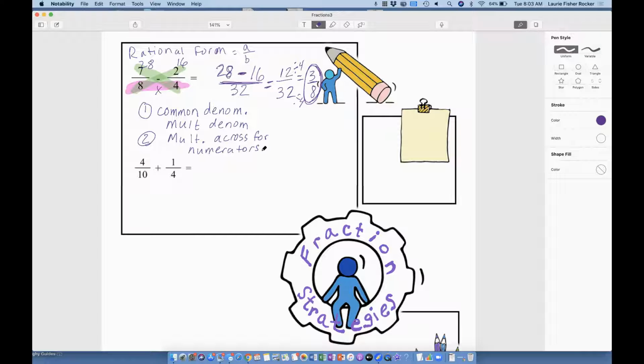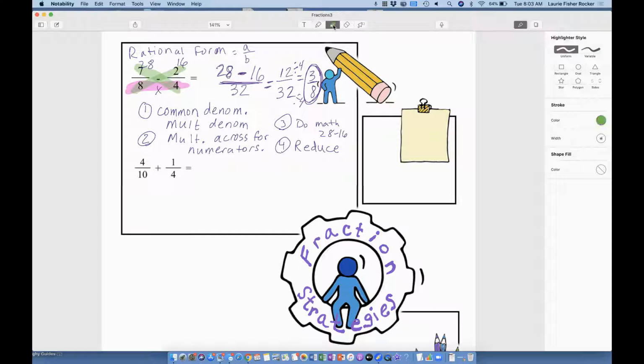So step 3, do the math, then reduce. When I say do the math, that's like 28 minus 16. I'll write that right there so you know what that means. 28 minus 16. We did the math. All right. Okay, so what does that look like here then? I'll give you another example here.